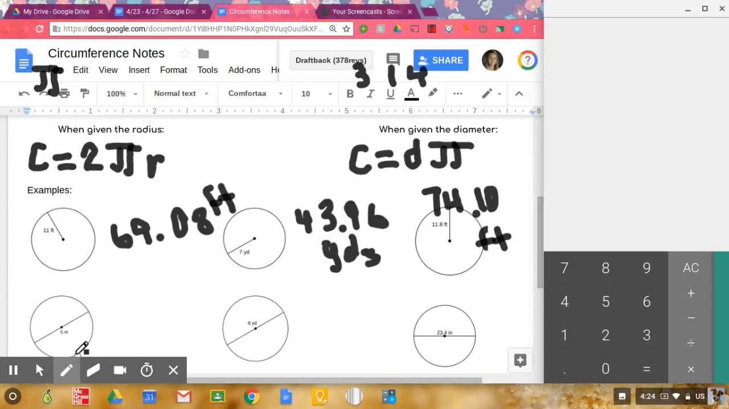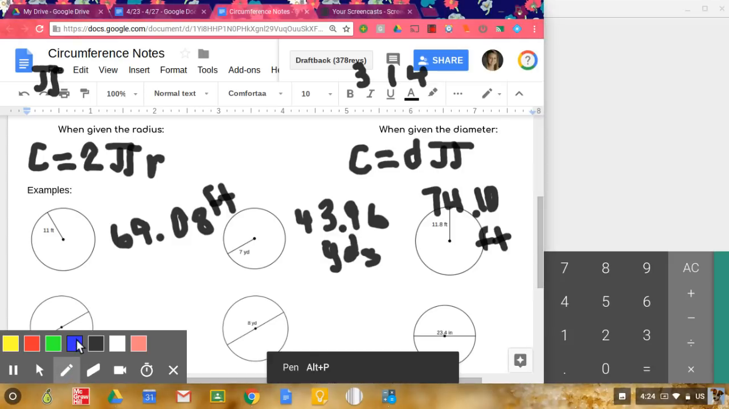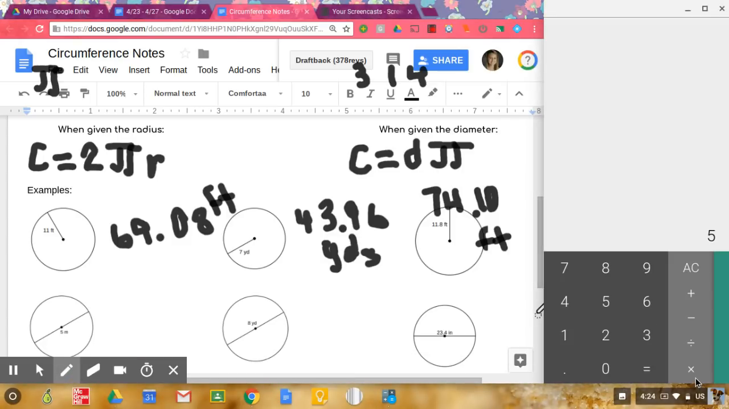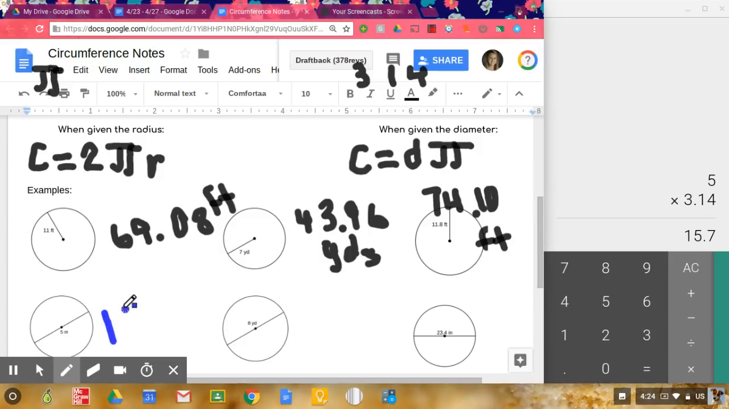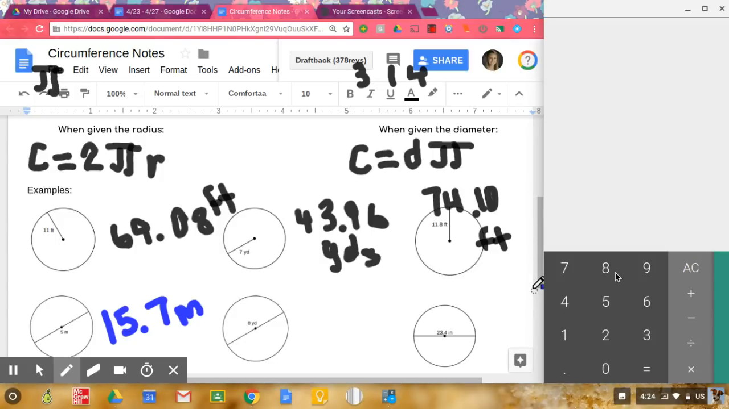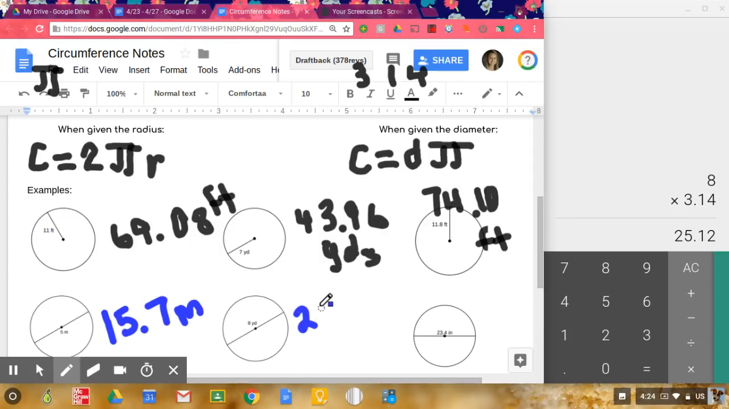On the first one, it has 5 meters as the diameter. So take 5 and multiply it by 3.14, and you get 15.7 meters. Next one is a diameter of 8, so 8 times 3.14 is 25.12 yards.